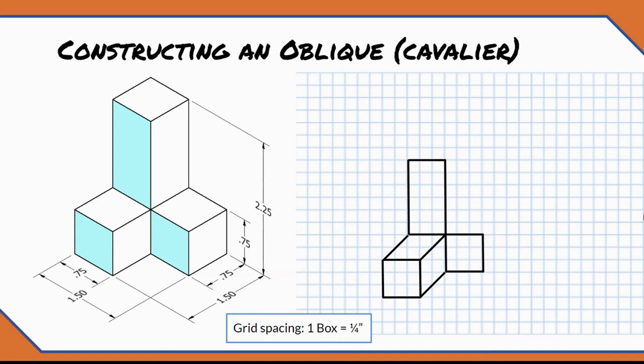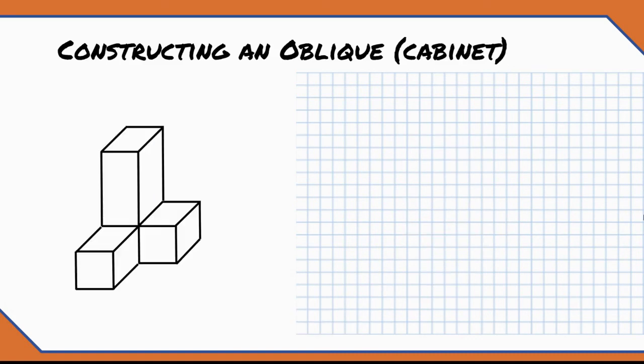Now I have all of my blue front-facing surfaces complete. All I need to do is add depth to these new faces. Again, this will be 2 spaces in the depth direction instead of 3, and then I can fill in the back horizontal and vertical edges of the surfaces. My Cavalier oblique is now complete.